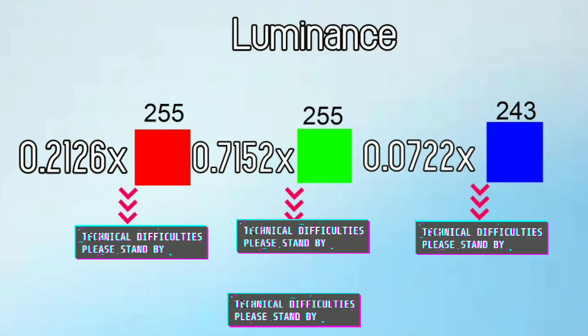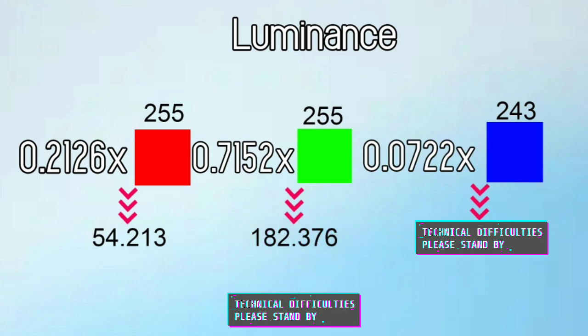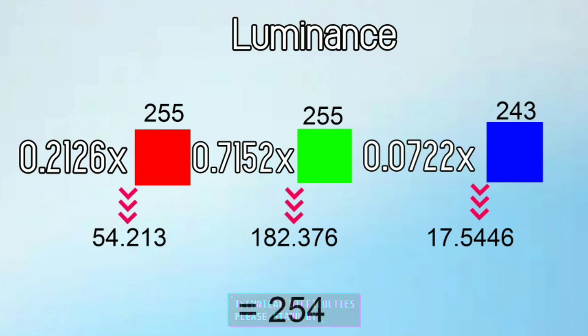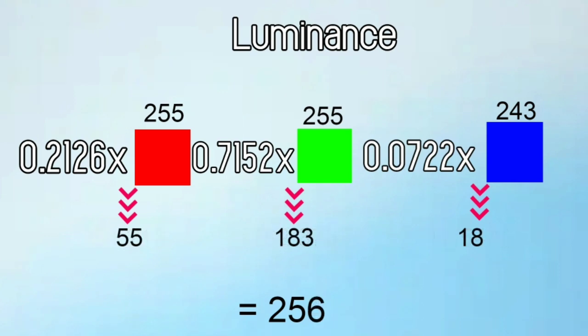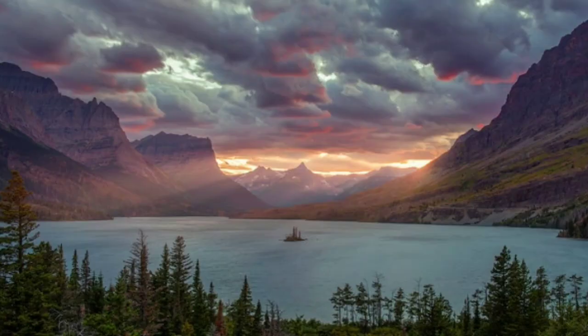the blue. Putting this into the formula, we get red as 54.213, green as 182.376 and blue as 17.5446, which adds up to 254, which isn't a problem since it's below 255. But Google rounds up those figures, so red is 55, green is 183 and blue is 18. Now adding these up, we get 256. That right there is why this picture, correcting myself, this one pixel can kill your smartphone.